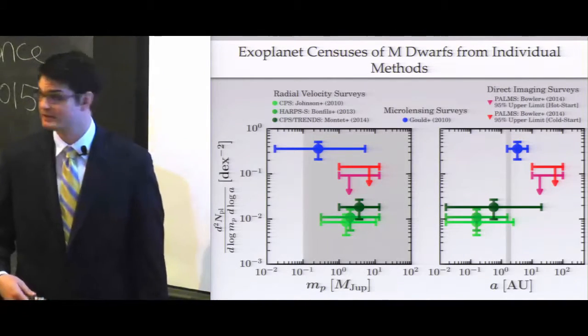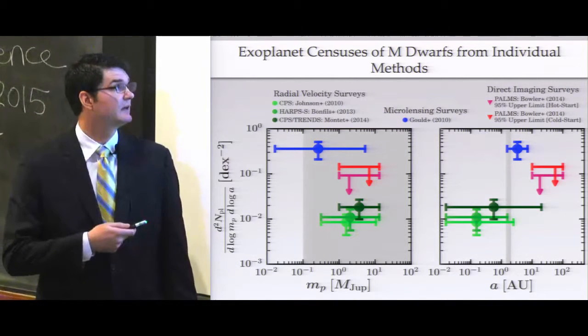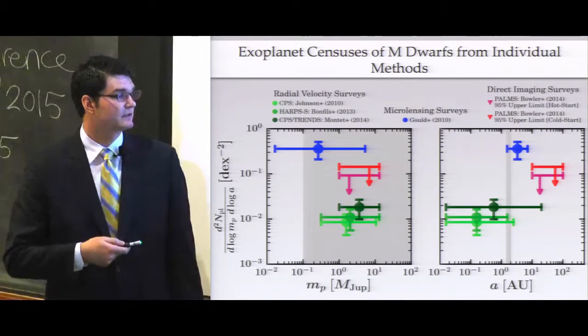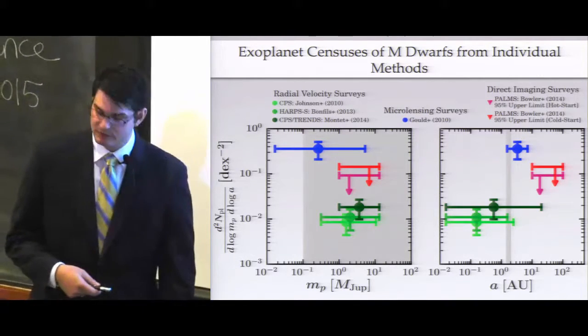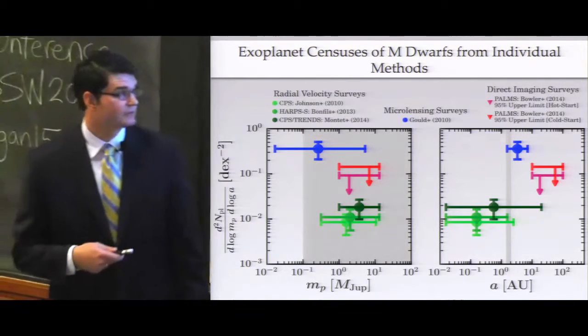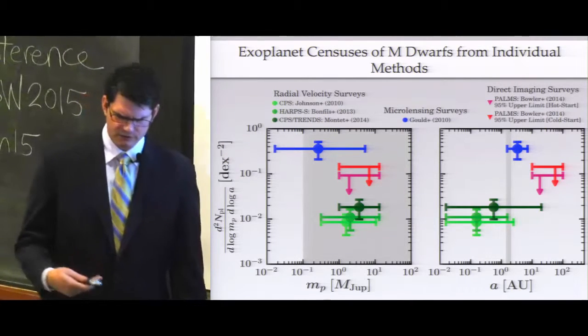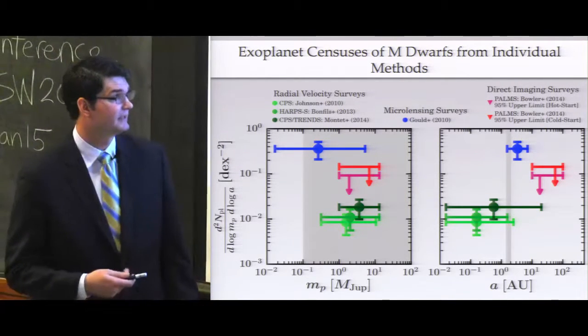So now I'll just briefly summarize some of these results. So here I'm plotting planet frequency as a function of planet mass and semi-major axis. And this is a plot that Scott gave a preview of on Monday, but I'd just quickly like to go through this again as it's relevant to the study at hand.